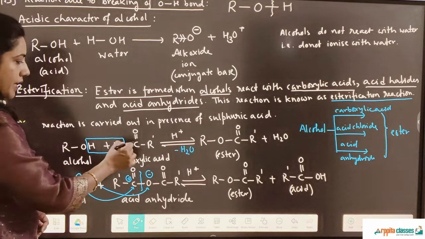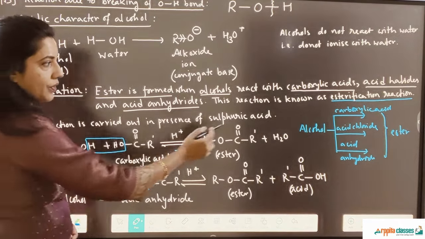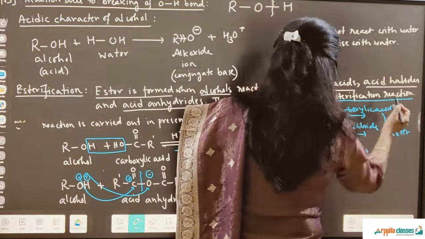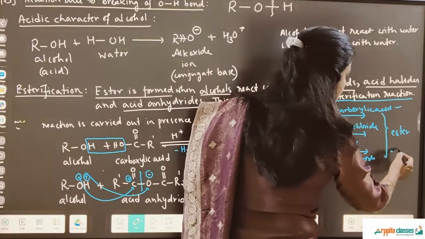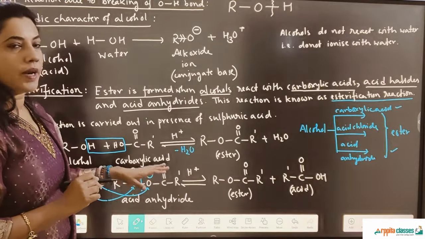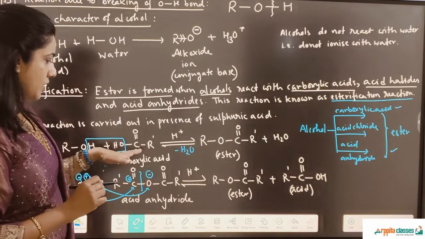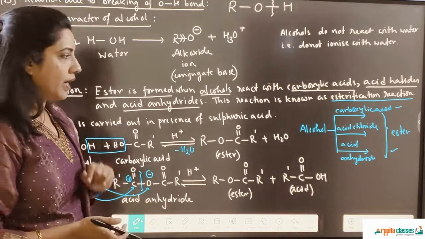So here alcohol reacts with carboxylic acid. This reaction I showed you. And alcohol reacts with acid anhydride. This reaction I showed you. These are the two reactions where alcohol reacts with carboxylic acid and acid anhydride to give you ester.